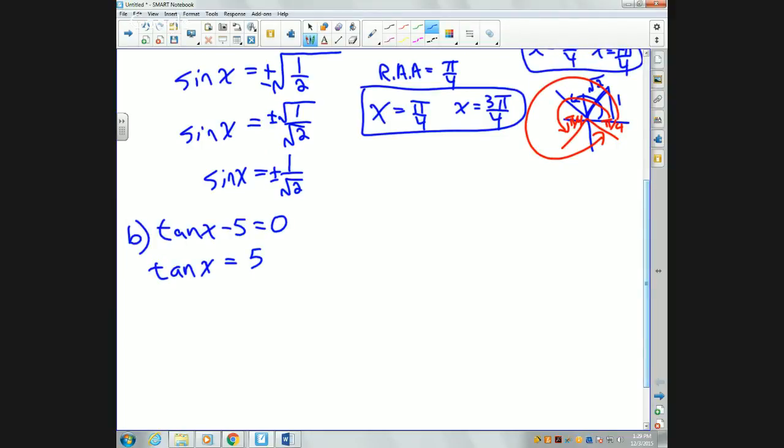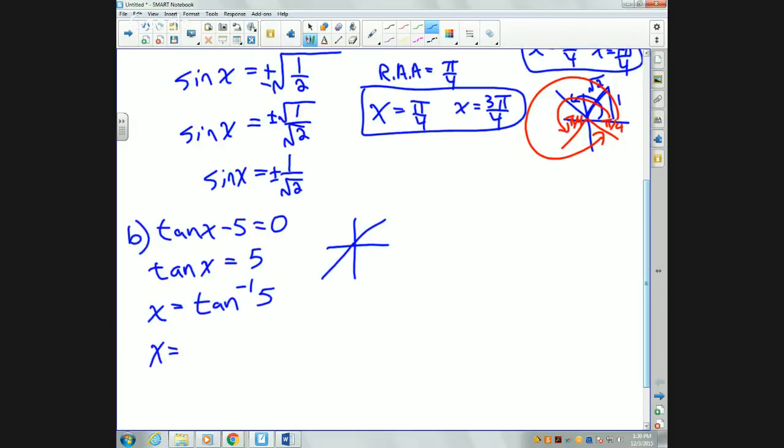Just like in the last one, we had to do a lot of rearranging first. We've kind of done the rearranging. We now have that tan x equals 5. How do we solve for x? Take the inverse tan. Don't forget tan is positive here and here. Our calculator is going to give us the related acute angle. You guys try that on your calculator and see what you get.